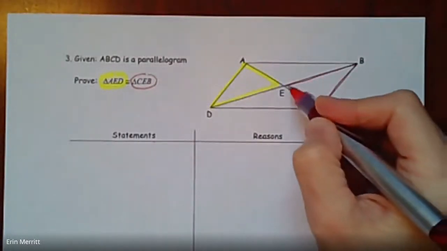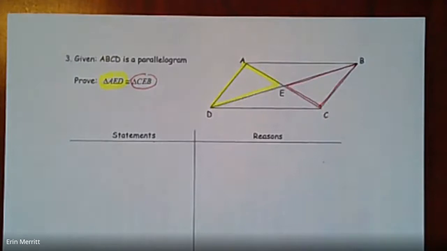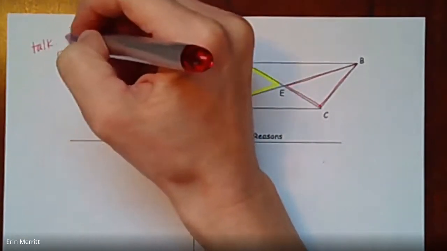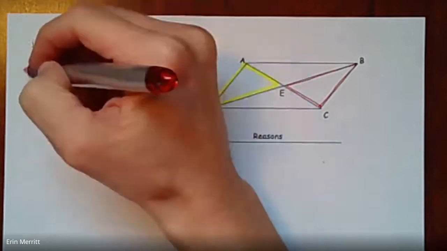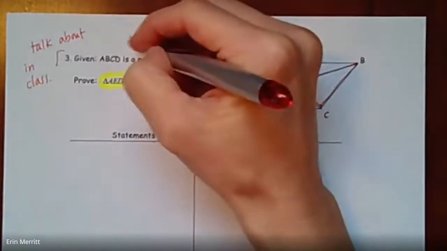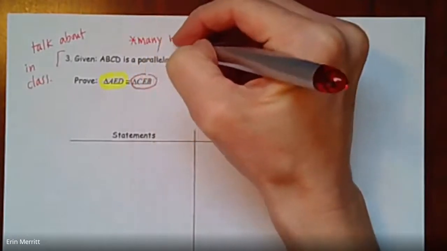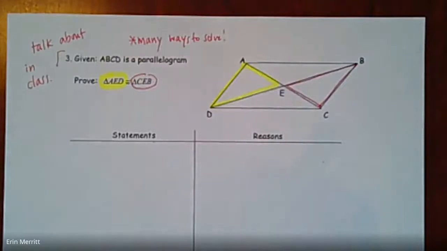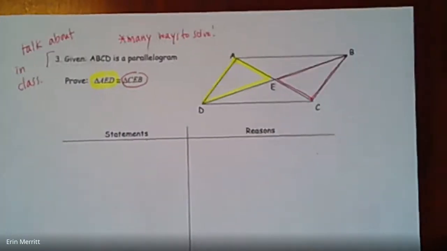I feel like this is a proof that you could probably tackle on your own. If you're feeling comfortable and you're like, I think I got this, give it a try. We'll talk about it in class. And know that there's many ways to solve this. So you could use a lot of different methods to get there. The one I wanted to look at together is number 4.